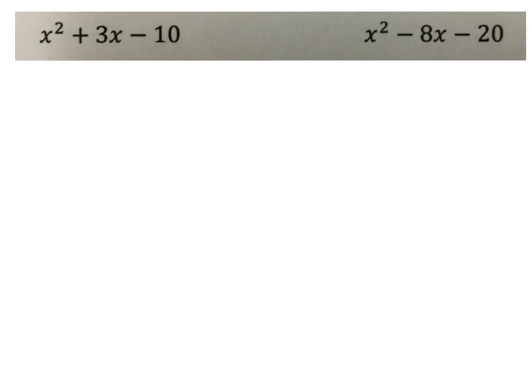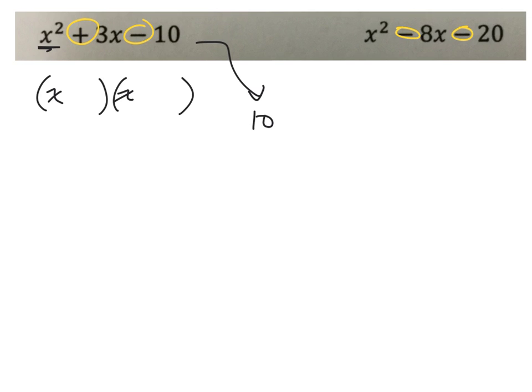You will notice these next two examples are pretty similar to the last two. However, notice the signs are different. We have a plus minus in our first example and a minus minus in our second example. And so when we factor this first example, again, we're going to start with getting our parentheses and putting an x in front in both. Again, the only factors of x squared are x and x. However, now we are trying to find factors of 10 that add up to 3.